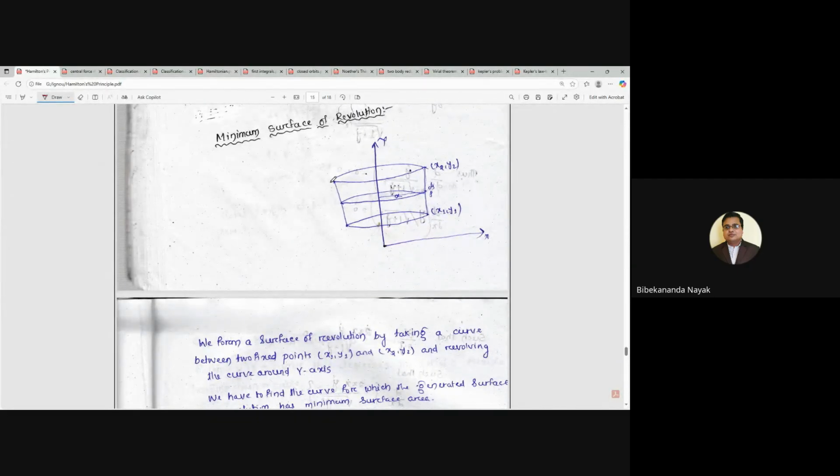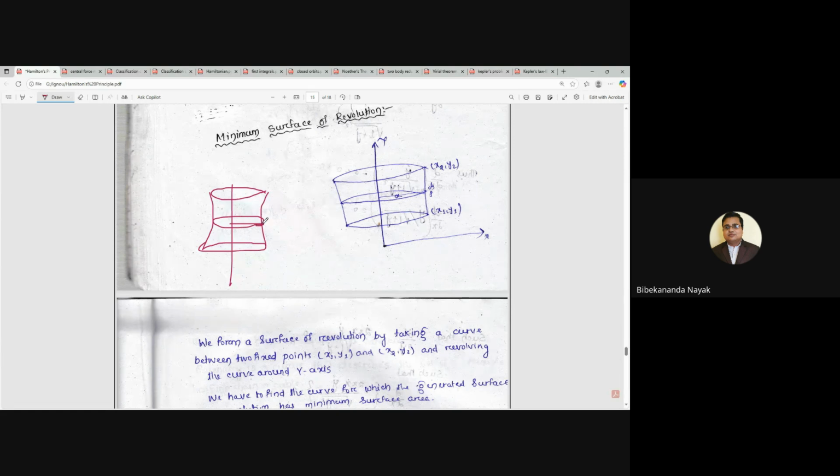So it will look like this. If we rotate this curve around the y-axis, on both sides, it will look like this. Each part of the curve has the same behavior. Now consider a strip here.